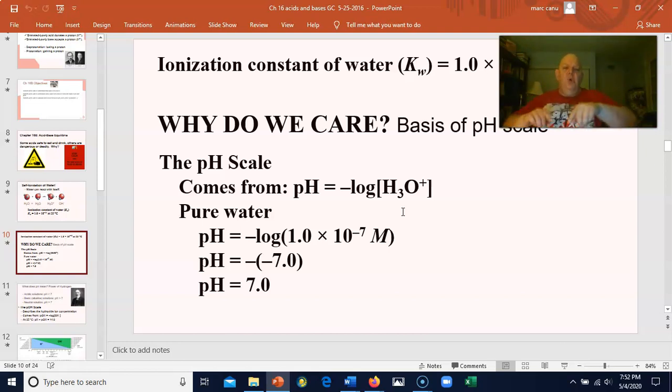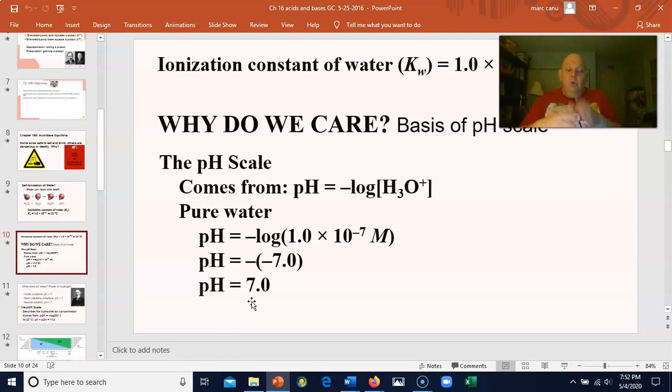So if we know that it's 1 times 10 to the minus 7th molar of H3O, and we're taking the negative log of that, the log of 1 times 10 to the minus 7th is minus 7. And because it was a negative log, negative times a negative equals a positive. So that's where we get the pH of 7. The pH of 7 is describing the pH of water. Pure water, okay? Nothing else added to it, just plain water.